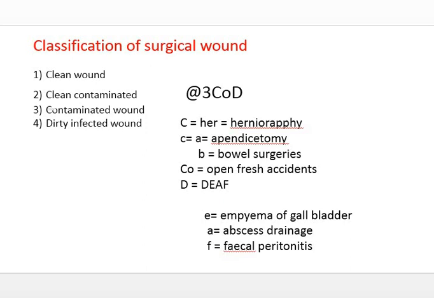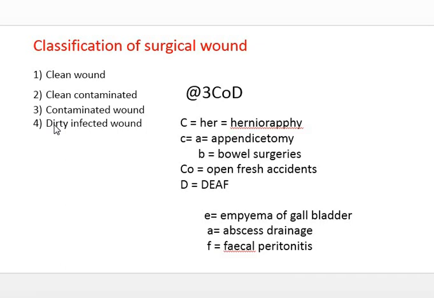Next, we will remember C as coming after A and B. So A is appendectomy. I made a spelling mistake here, it's appendectomy. And the next one is bowel surgeries. When we come to appendectomy and bowel surgeries, we know it's quite related to the GI tract. So you can give all the examples like gallbladder, biliary, and pancreatic surgeries too.